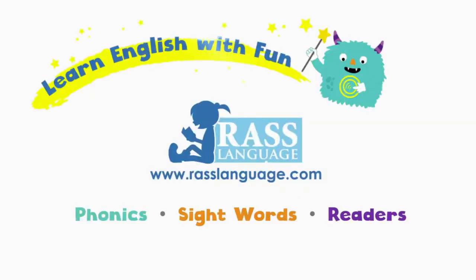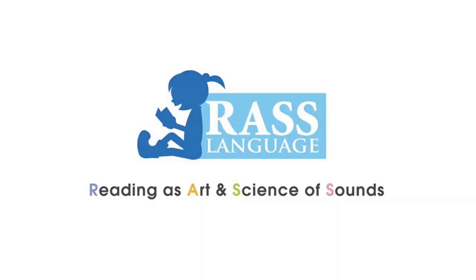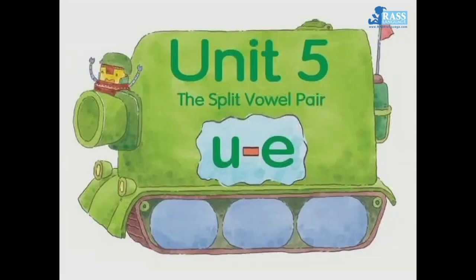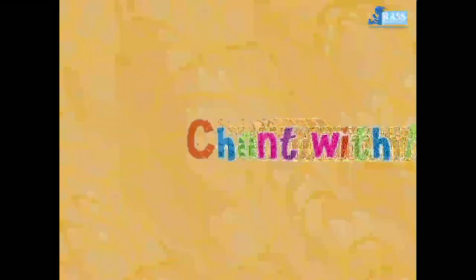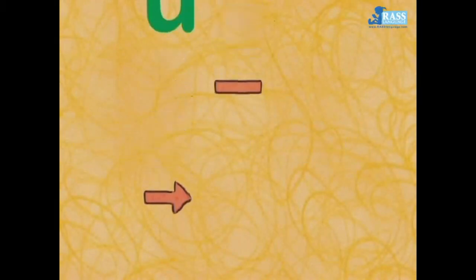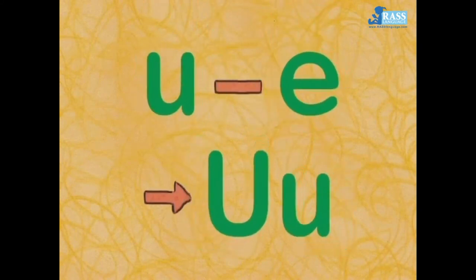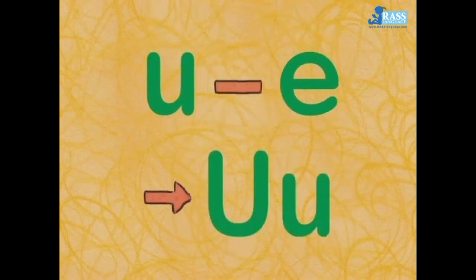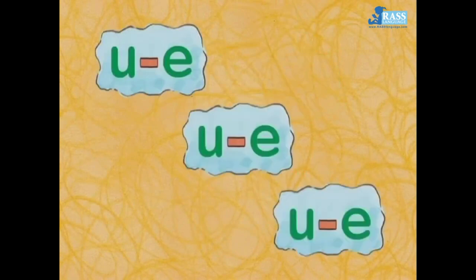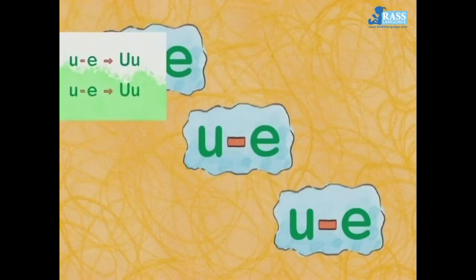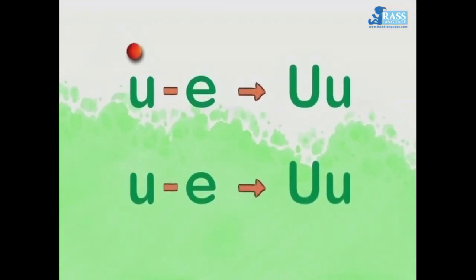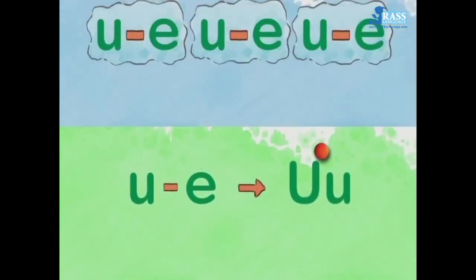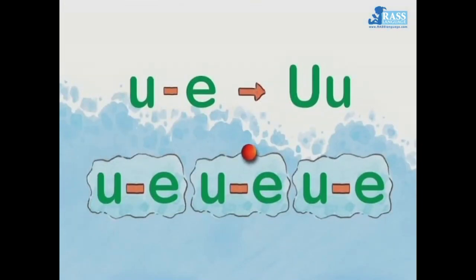RASS Language. Unit 5. The split vowel pair, U. Chant with me. U E U. U E U. U E U. U U U. Now let's chant together. U E U. U E U. U U U.